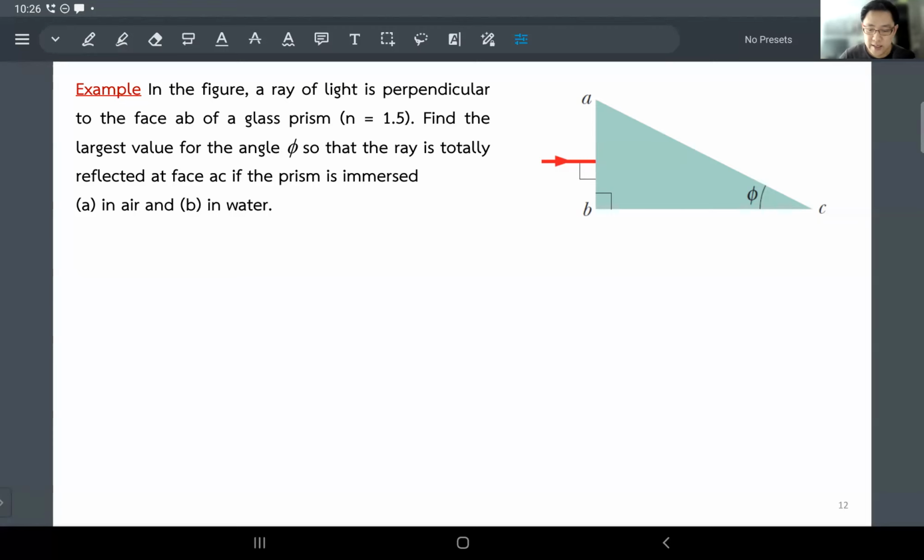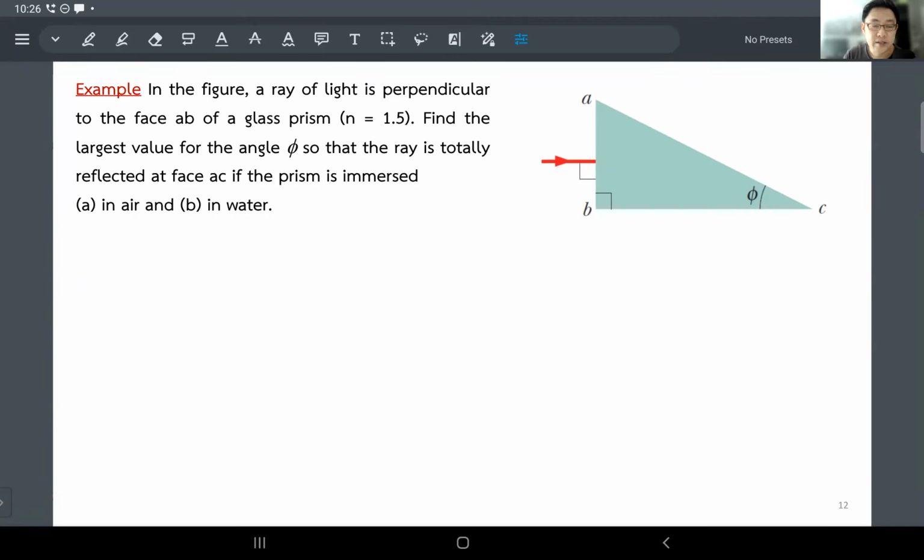Okay, guys, so let's come back and take a look at our exercise right here. In the figure, you have a ray of light perpendicular to the face AB of a glass prism, which is given an index of refraction of 1.5.